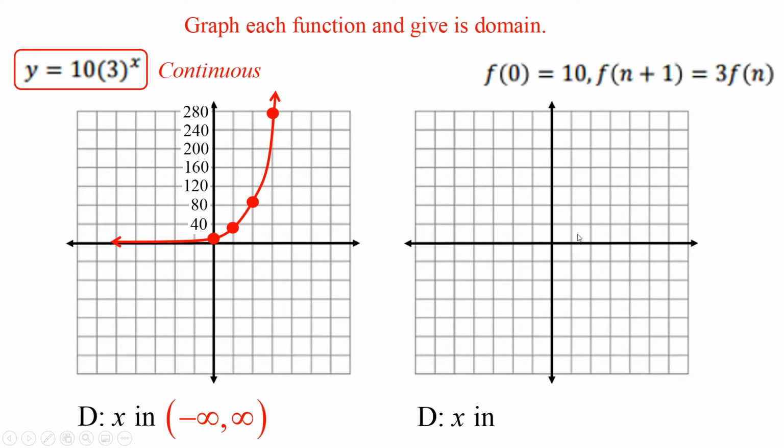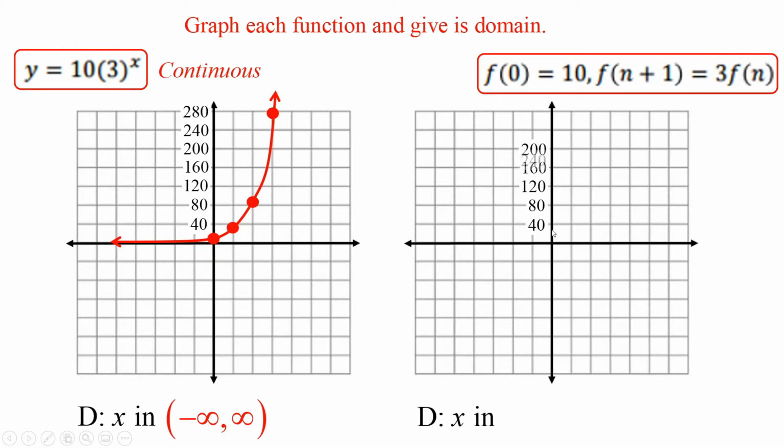Now, let's go to our recursive formula. F of 0 equals 10 again, so we better rescale the y-axis. I'm going to scale it the same way. And then f of 0 equals 10, again, right here. And then we're going to multiply every output by 3. So 10 times 3, 30. Times 3, 90. Times 3, 270.